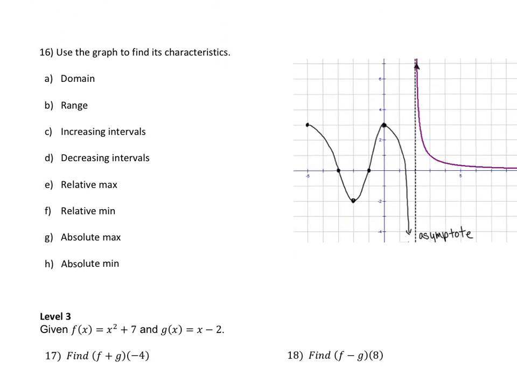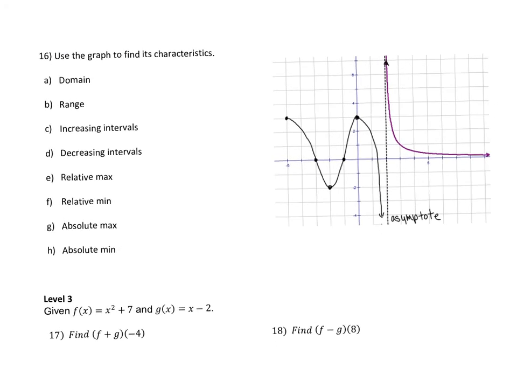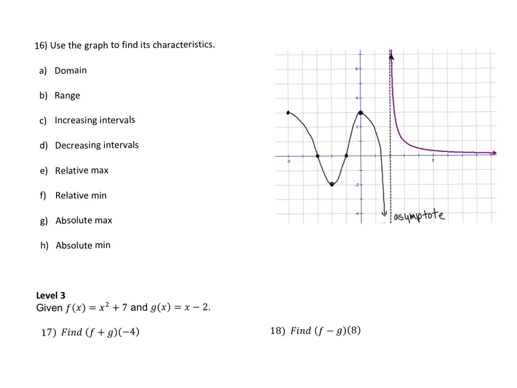For number 16, you're going to be using this graph to answer these following questions. So let's start with the domain. So domain's talking about how far it stretches left and right for its x values. So when I'm looking at this graph here, I notice that the x stretches all the way to -5. This is the furthest x value to the negative side. So the furthest left value here is -5.